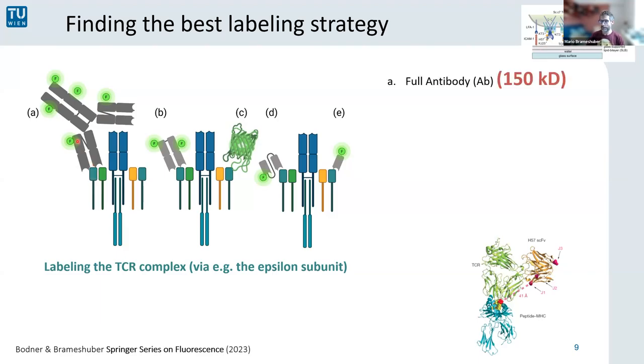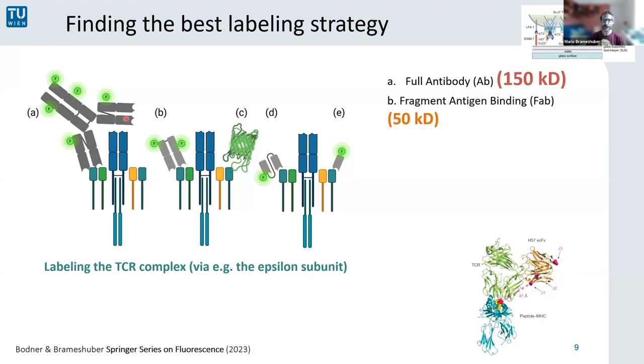However, the antibody has the big disadvantage, it's huge. So it's 150 kilodalton, it's really huge. And also for T cells, it's a no-go because the antibody has 2 binding epitopes, and as soon as you cross-link 2 T cell receptors, you immediately get T cell activation. So already just trace amounts of antibody are sufficient to activate the T cell. So this does not work.